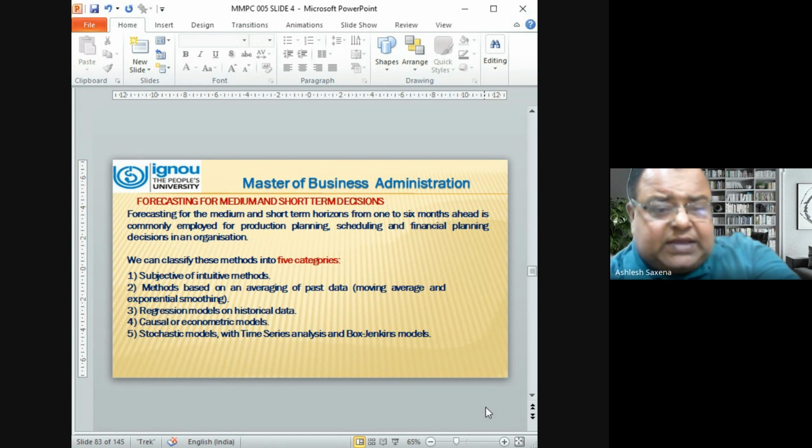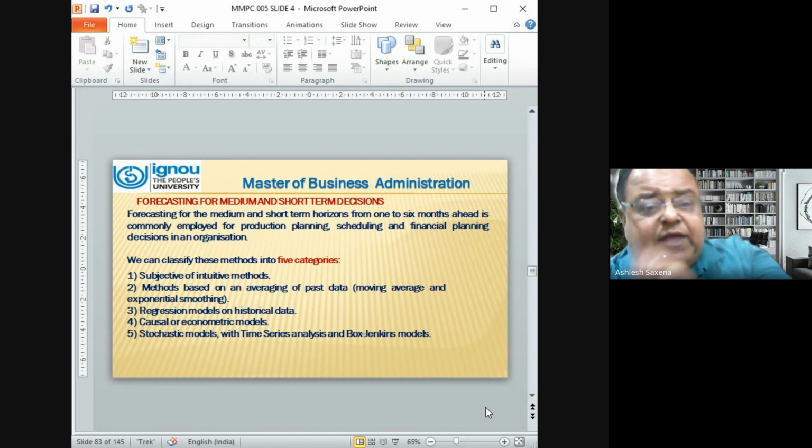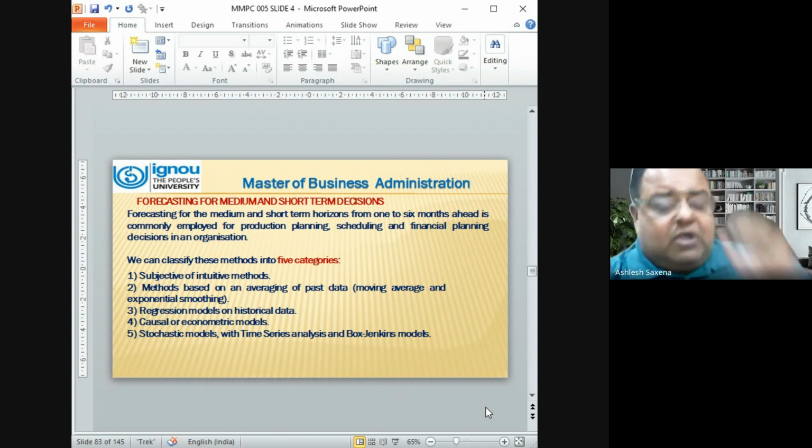We can classify these methods into five categories. First one, subjective or intuitive methods. Second one, methods based on averaging of past data. Third one, regression models on historical data. Fourth one, causal or econometric models. Fifth one, stochastic models with time series analysis and the Box-Jenkins model.